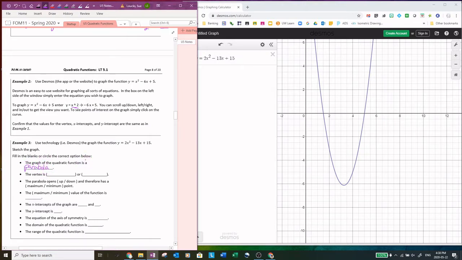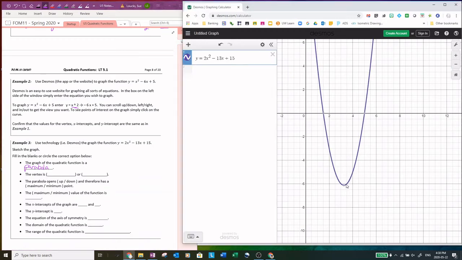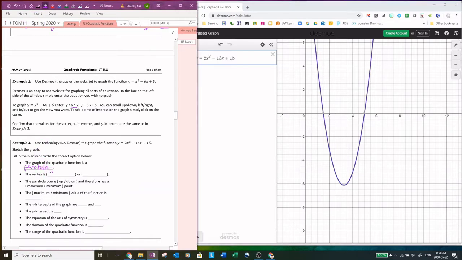The vertex is, so I'm going to click on the graph so that it gives me this, and the vertex is (3.25, -6.125). Or if I wanted to put that as fractions, it's (3 1/4, -6 1/8).